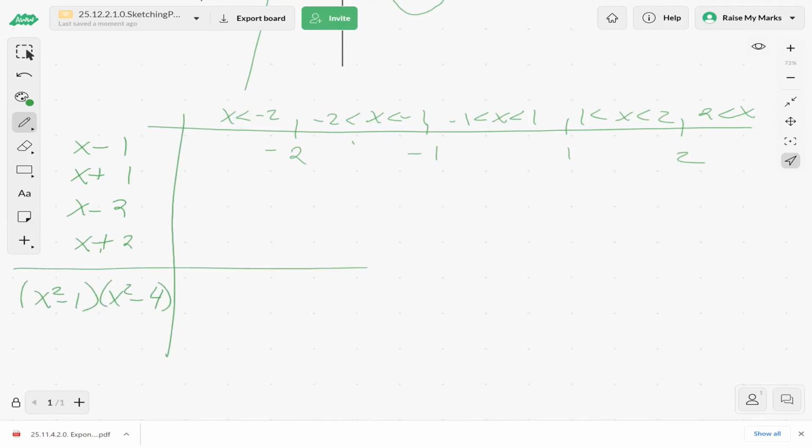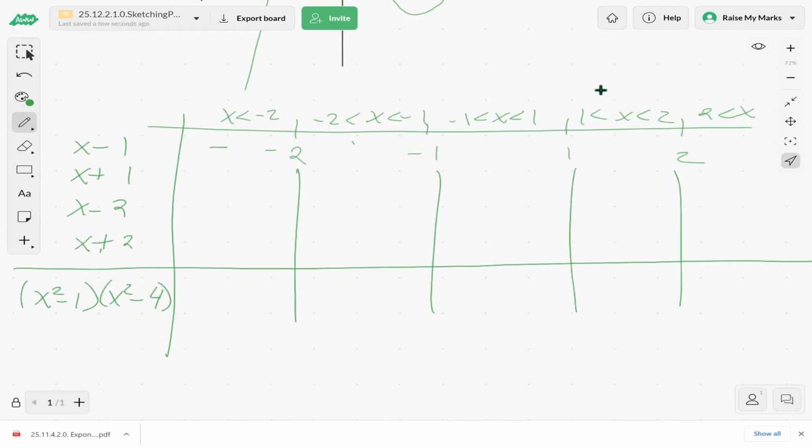Okay, so now let's see what's going on in all these intervals. So our factor x minus 1. All right, so what's going on? It's negative, negative, negative, positive, positive. So it's negative on every interval until we get to the interval where x is between 1 and 2, and from then on it's positive.